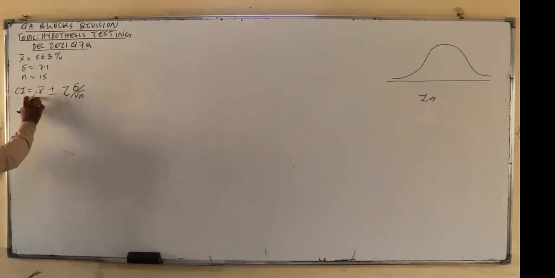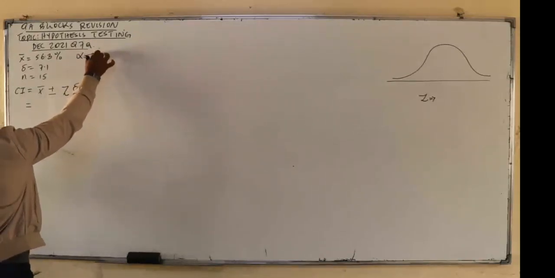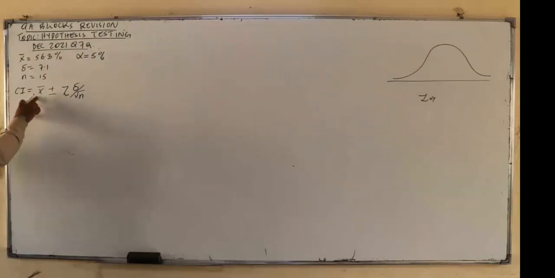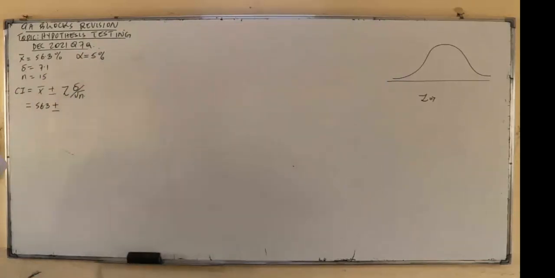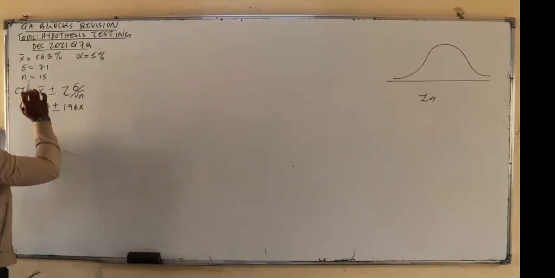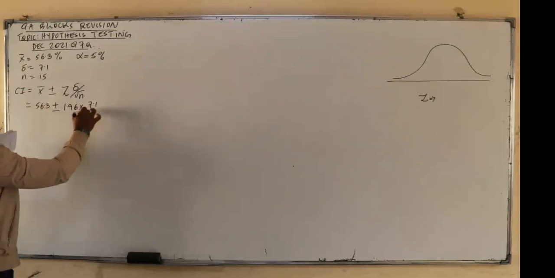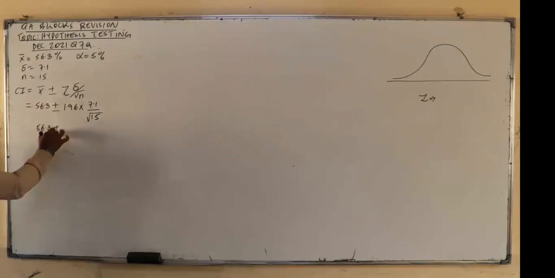So X bar, you're testing at 95% confidence interval. If you want to be 95% confident, that means the significance level will be 5%. X bar, in this case, the average is 56.3 plus or minus Z at 5%. Remember, for confidence interval, we always use a two-tailed test. If it's a two-tailed test, Z will always be 1.96 times standard deviation. Our standard deviation is 7.1 over square root of N, which is 15. So 56.3 plus or minus. Now give me the margin of error.